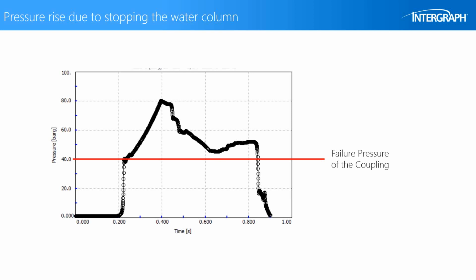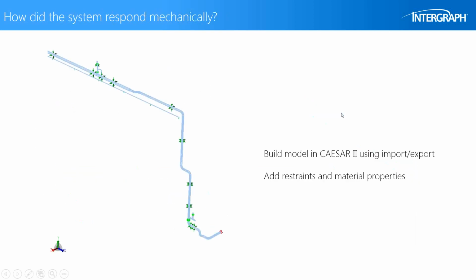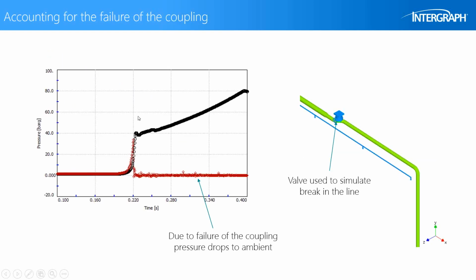Well, this is then not realistic because the line had failed. So how could we model the fact that a line had failed? What we've done is we added a valve or a break in the line. And once the pressure reached 40 bar, we opened this valve, and you see, by the red line, that the pressure drops down to 0, because now we're connected to the atmospheric air.